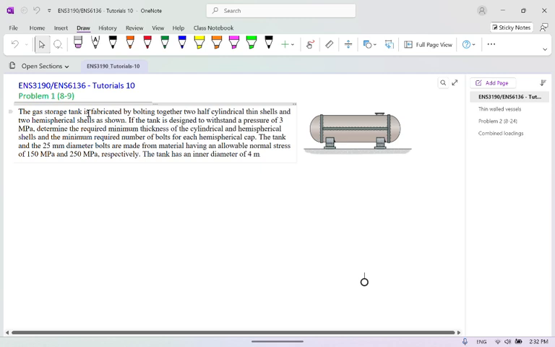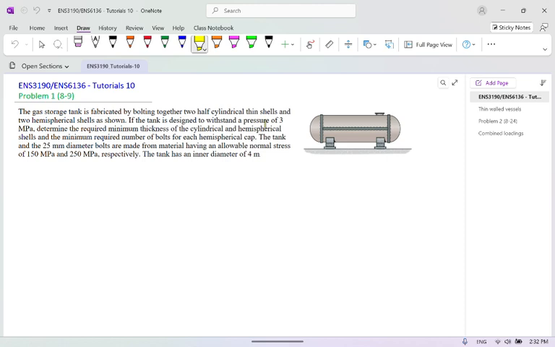The gas storage tank is fabricated by bolting together two half cylindrical thin shells and two hemispherical shells as shown. That means here is one, here's one, and also along the longitudinal direction they are put together. You just use the bolts to put them together. If the tank is designed to withstand a pressure of 3 megapascal, determine the required minimum thickness of the cylindrical and hemispherical shells and the minimum required number of bolts of each hemispherical cap. The question is about location. Okay, just highlighting it for you.